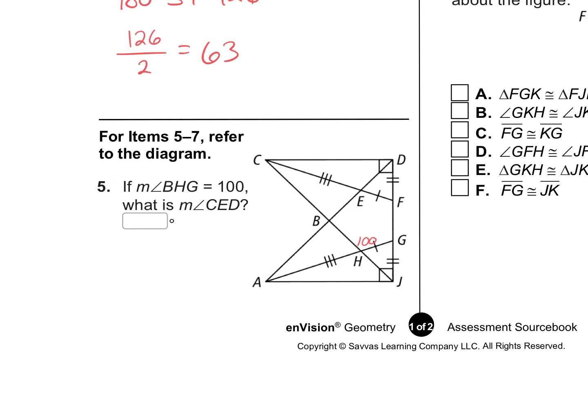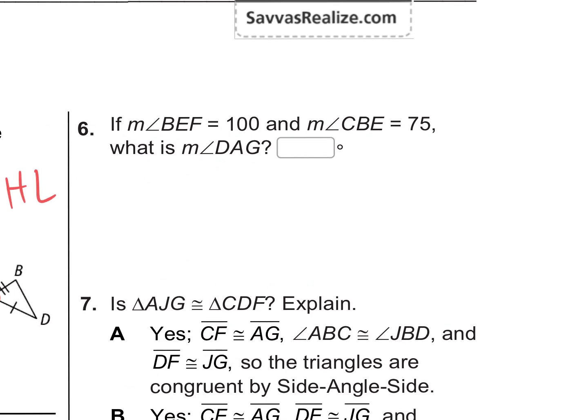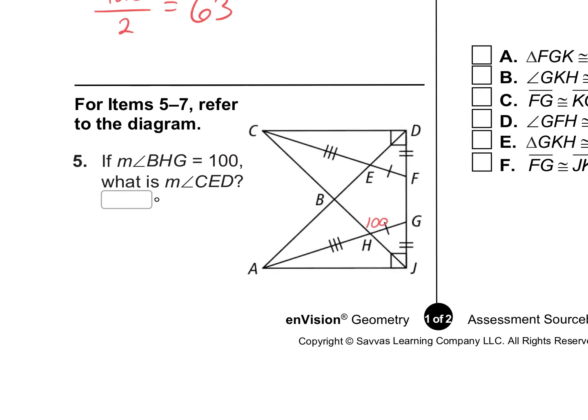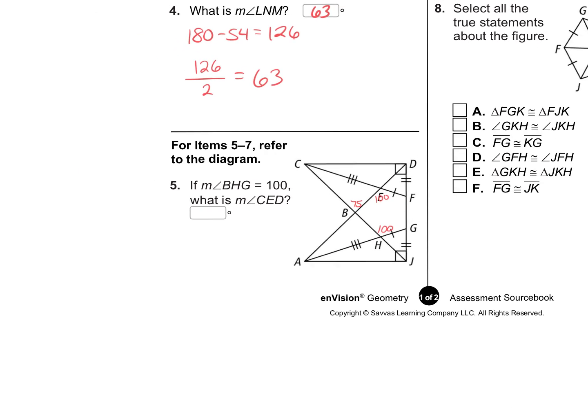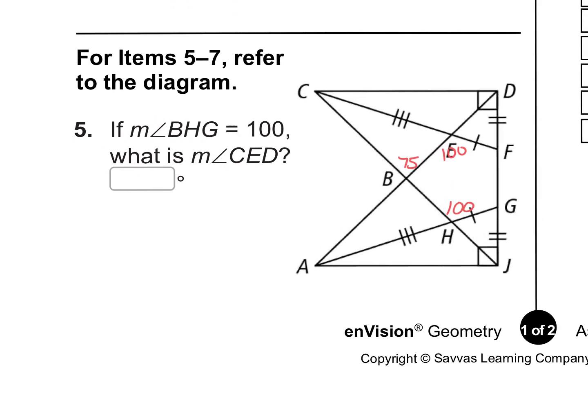What information did they give us on number 6? CE is 75. Right, they gave us this, and what about this? Oh, yeah. They gave us both of those, right? So we go fill in both of those in the picture. So BEF is 100, and CBE is 75. Did they give us any additional information on number 7? No. So do we have all the information that we have? Yes. Now go and answer the questions.